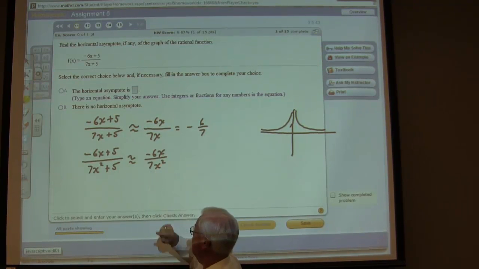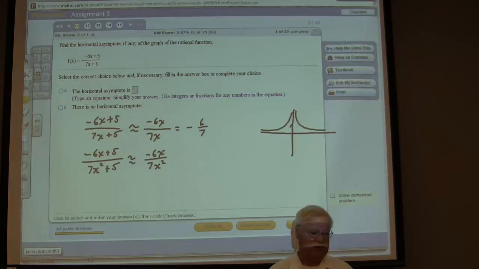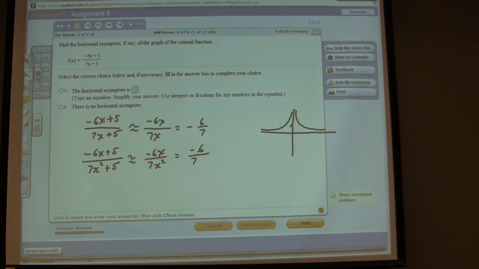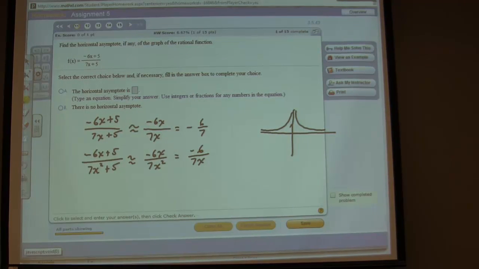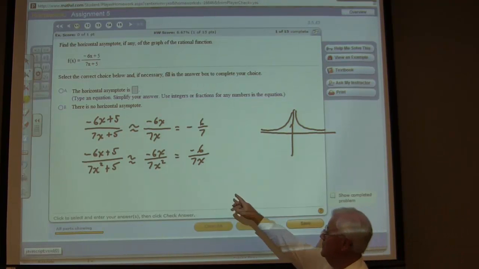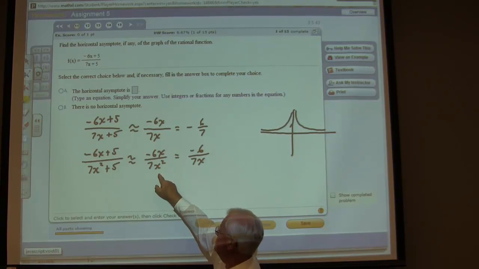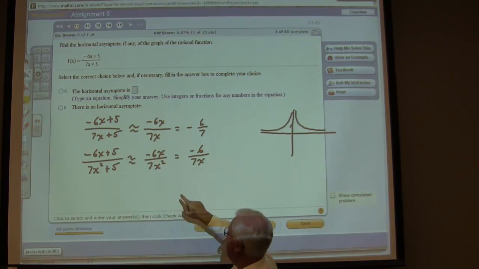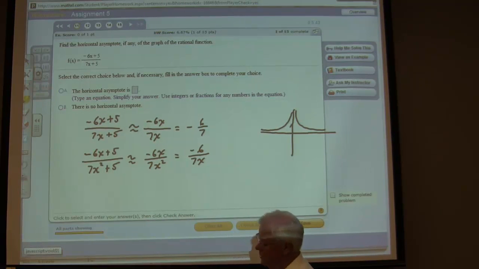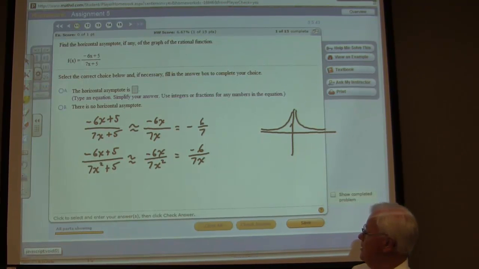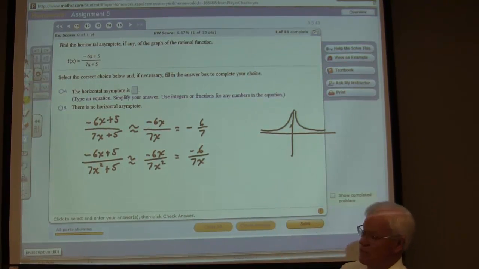One of these x's and one of those x's can cancel out, and what I end up with is I still have the other x still there. Remember, this was x times x, only one of those x's canceled, so I still have an x left over. Now, let's examine what that's going to be. If I have x being very, very big, like a billion, that's minus 6 over 7 billion.